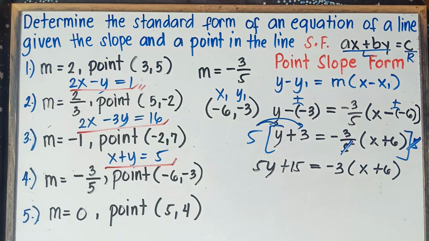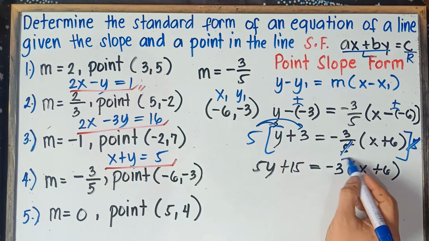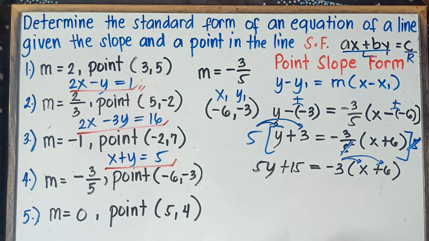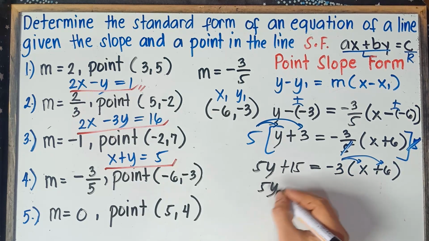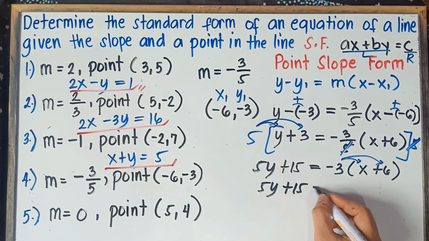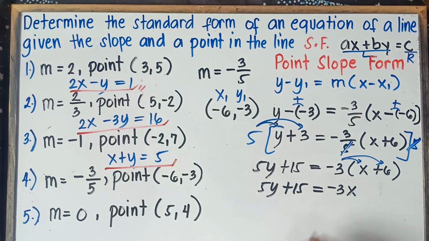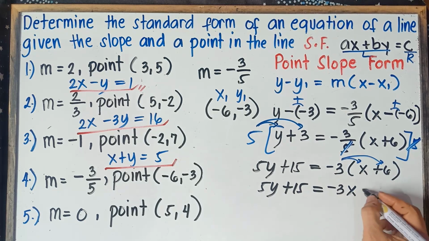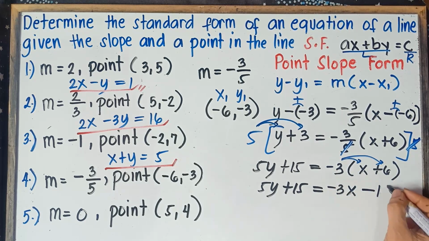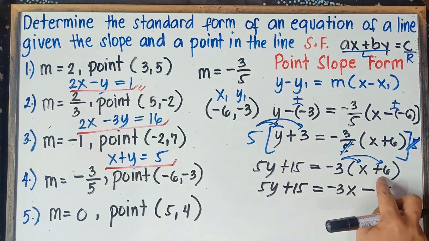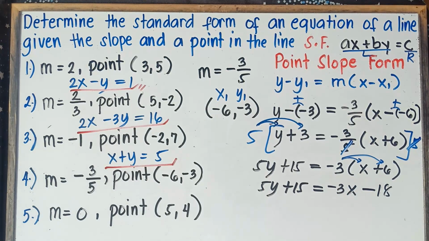Alright, and then simply do distributive property. You multiply this one and then this one. So copy 5y, copy positive 15, copy equals sign. Negative 3 times x, that would be negative 3x. Negative 3 times positive 6, negative times positive is negative. 3 times 6, that would be 18. So negative 3 times positive 6, that would be negative 18.